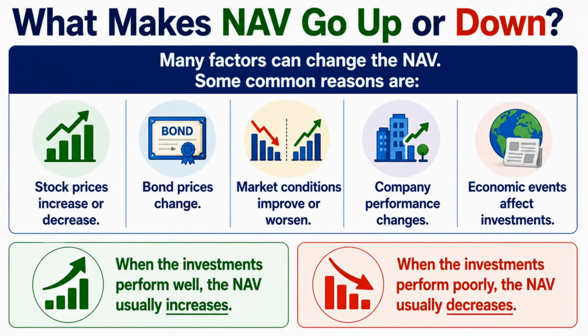What makes NAV go up or down? Many factors can change the NAV. Some common reasons are stock prices increase or decrease, bond prices change, market conditions improve or worsen, company performance changes, economic events affect the investments. When the investments perform well, the NAV usually increases. When the investments perform poorly, the NAV usually decreases.